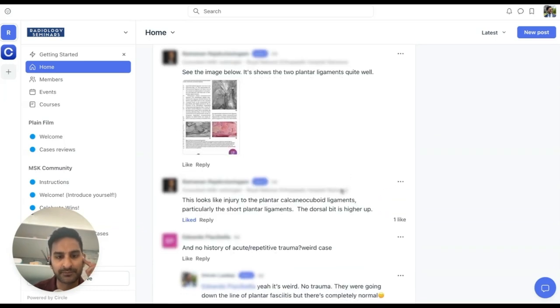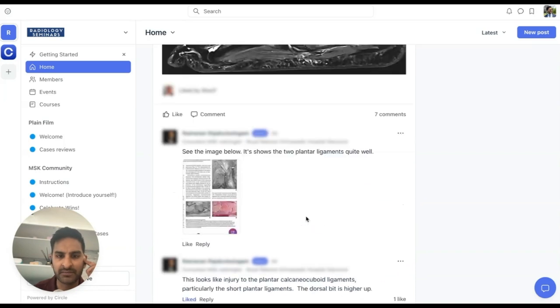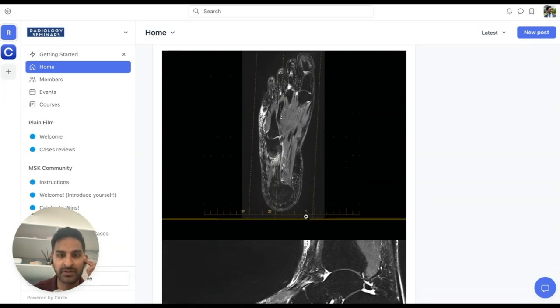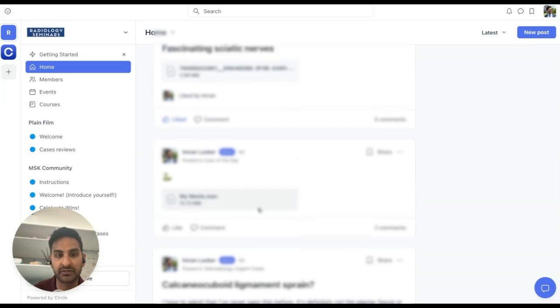Ram has said that, yep, you do get something like this. You get plantar calcaneal cuboid ligaments, particularly it's the short plantar ligaments that is on the dorsal a little bit higher up. Yeah, no repetitive trauma from what I remember. It was just foot pain, query plantar fasciitis, but something to be aware of if that comes along your way.